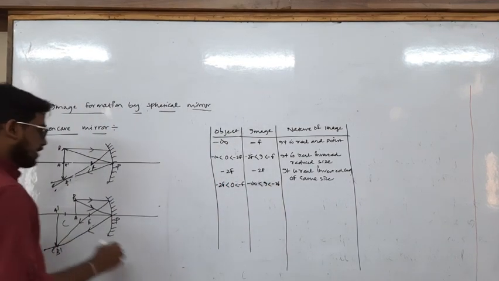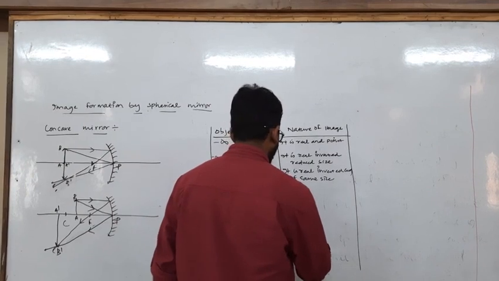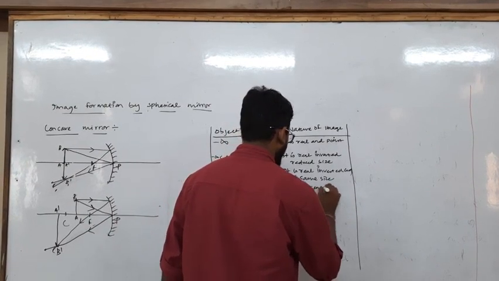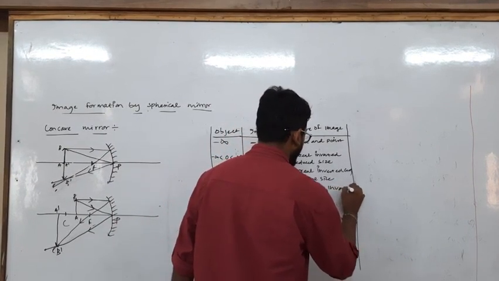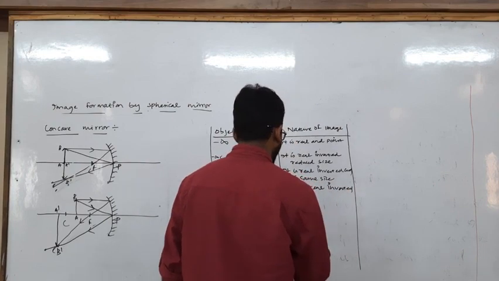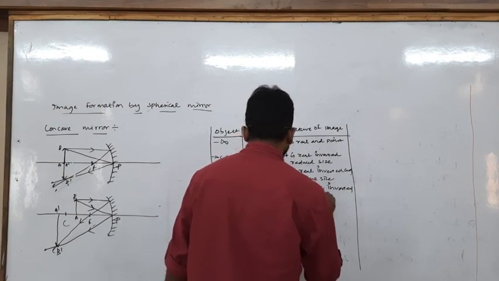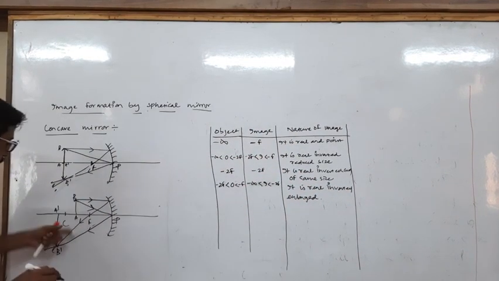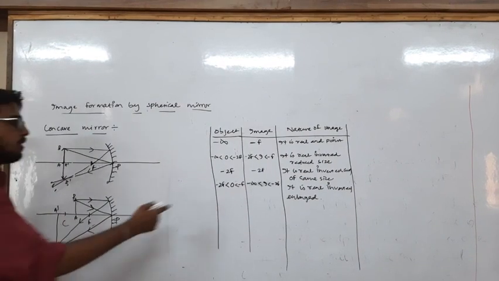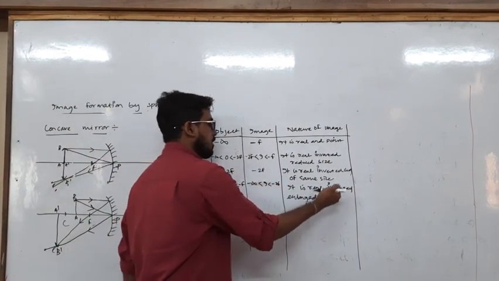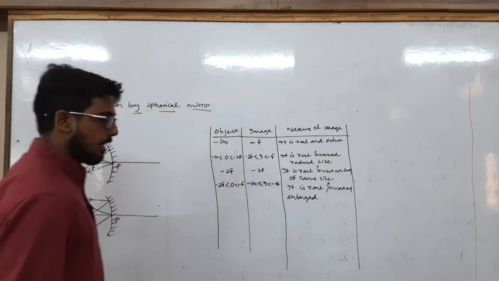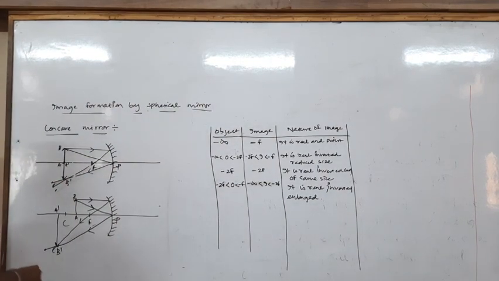Okay. And the nature of the image: it is real, inverted, enlarged, because here the object lies in the small region and the image lies in the larger region. So the image is real, inverted and enlarged in comparison to the object.